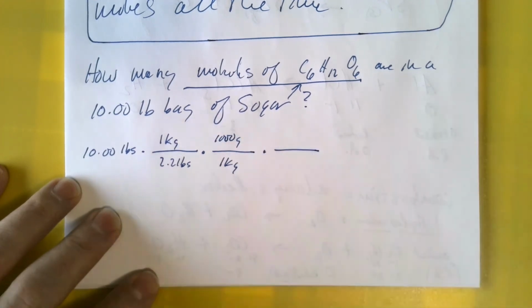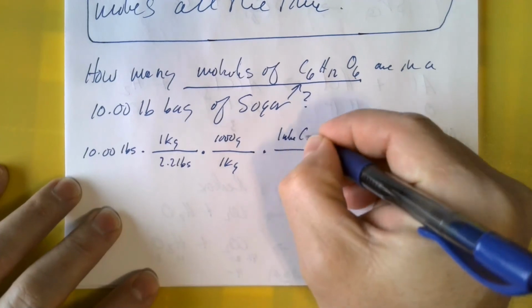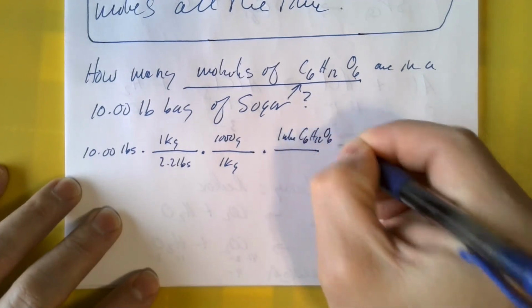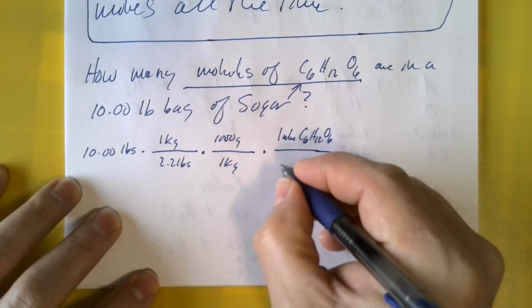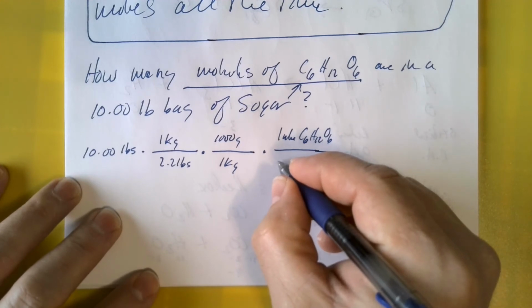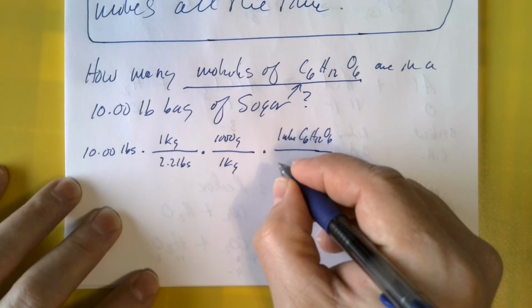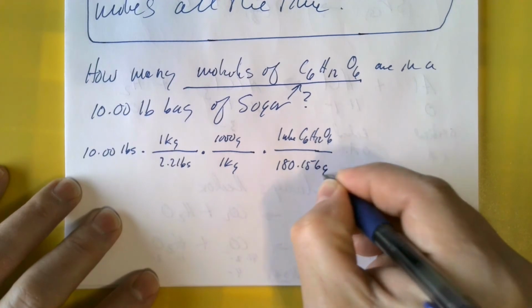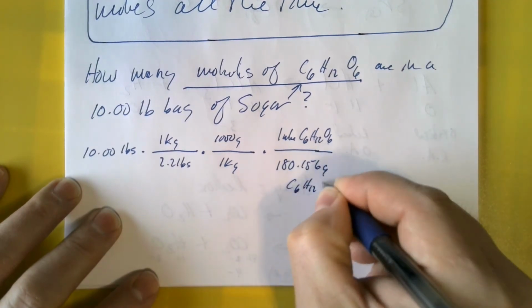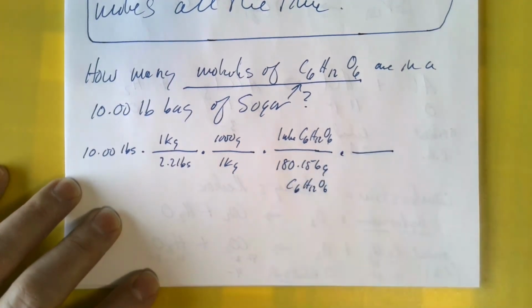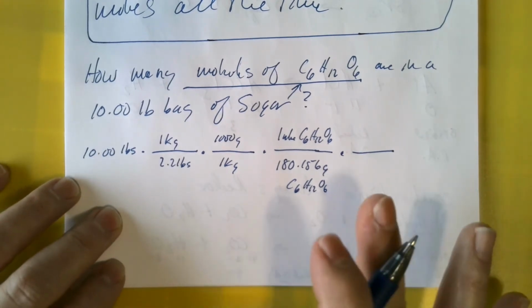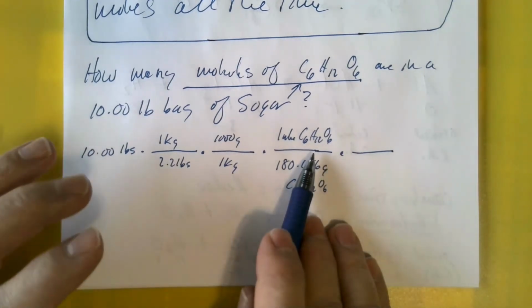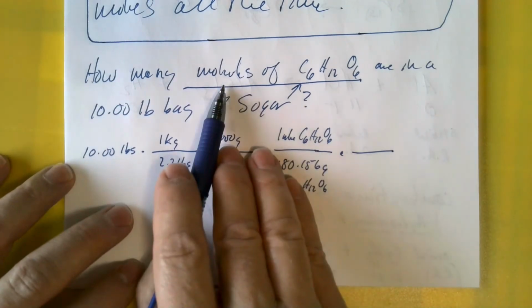Then I'm going to go to what? 1 mole of sugar. So 1 mole of C6H12O6 for every... Is it the atomic weight? Molar mass. Oh, okay, 180.156 grams of C6H12O6, right? Now, $6 million question. If I stopped right there, I would be in moles, which is what we did a lot, right? But this asks for molecules.